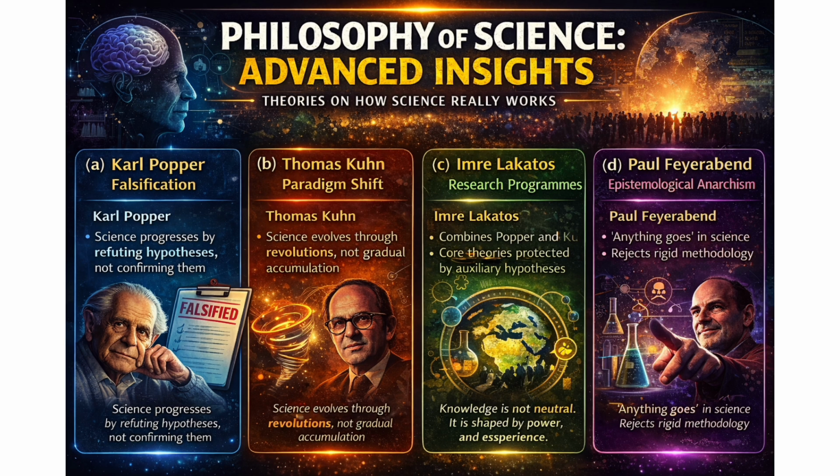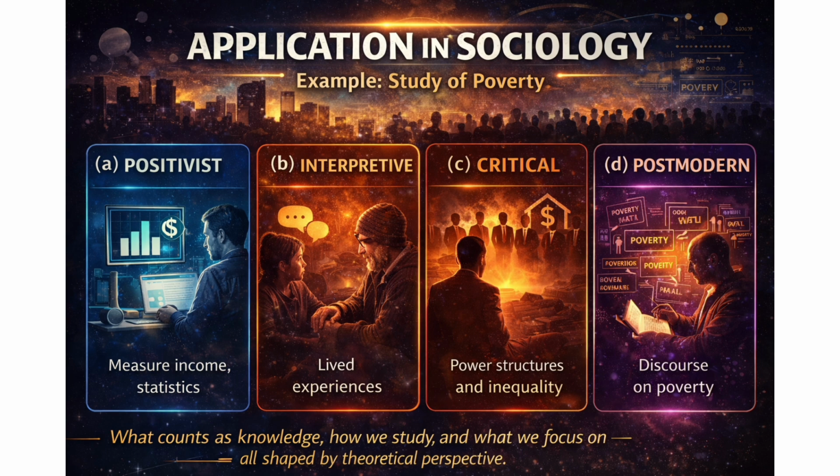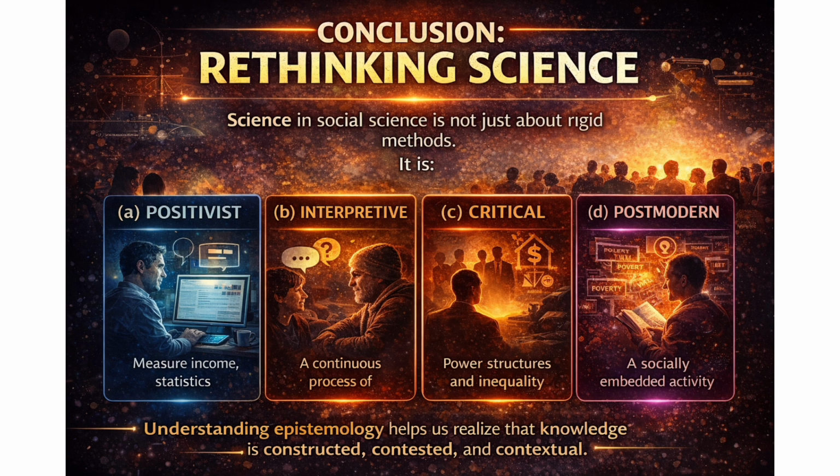Rejects rigid methodology. Application in sociology. Example, study of poverty. Positivists measure income, statistics. Interpretive lived experiences. Critical power structures and inequality. Postmodern discourse on poverty.